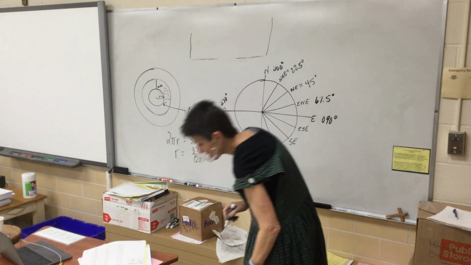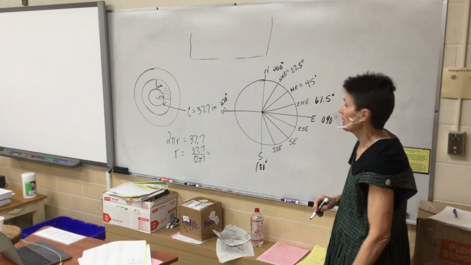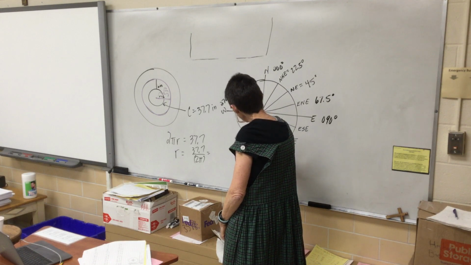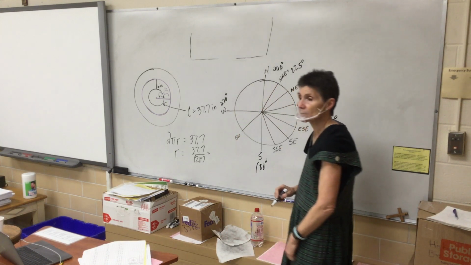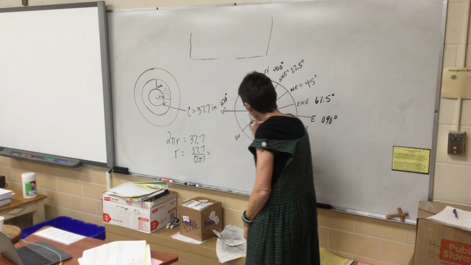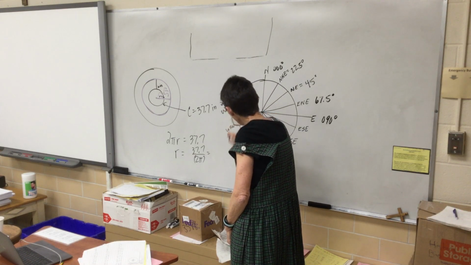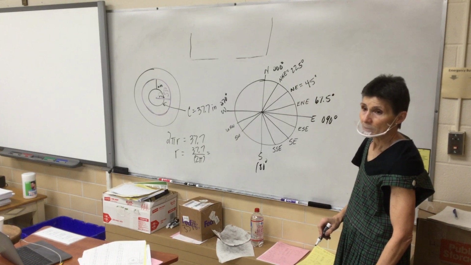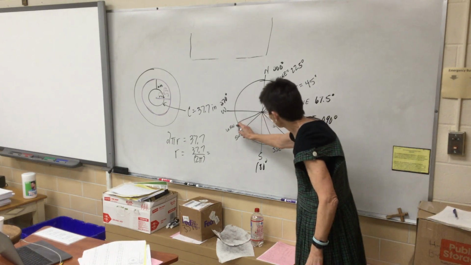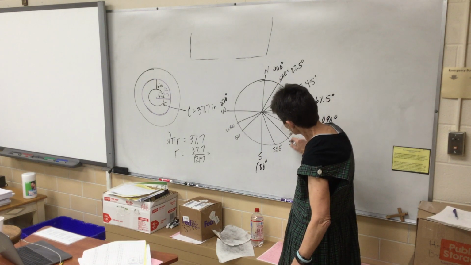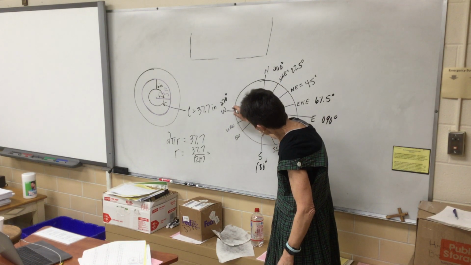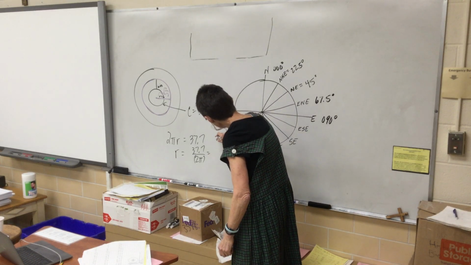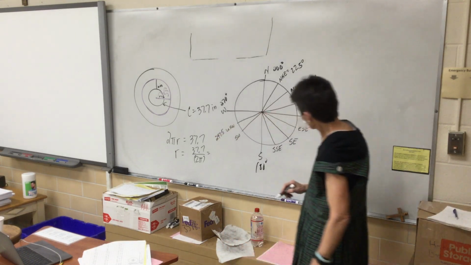And west, southwest. All right, west, southwest. Now, here's southwest. And then west, southwest would be on the west side of that. Right? Now, what angle is that? 247.5 is our guess. What do the rest of you think?